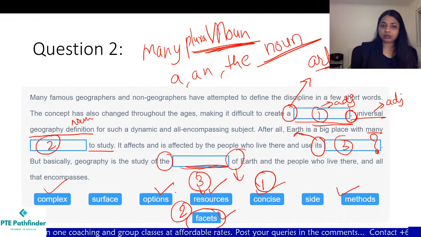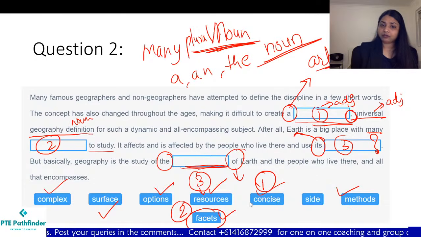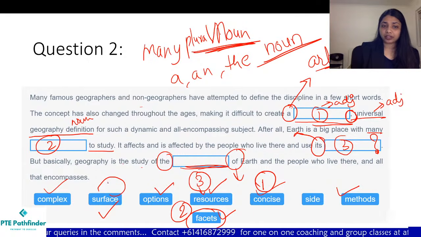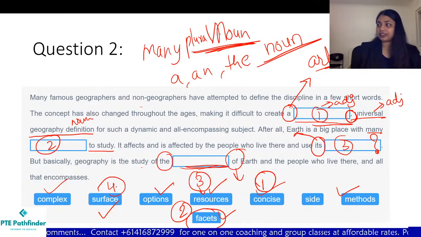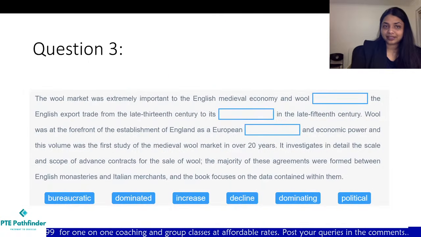So if you look at the answer options, we have surface, we have resources, we have methods. But if you look at the grammar, we are looking for a word that is in singular form. So geography is the study of the surface. Good work. Good work, Fiza. Good work, Palak. So the fourth answer would be surface. Good work, guys. A lot of correct answers.